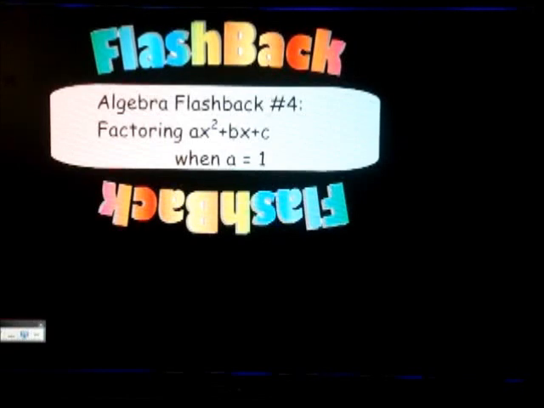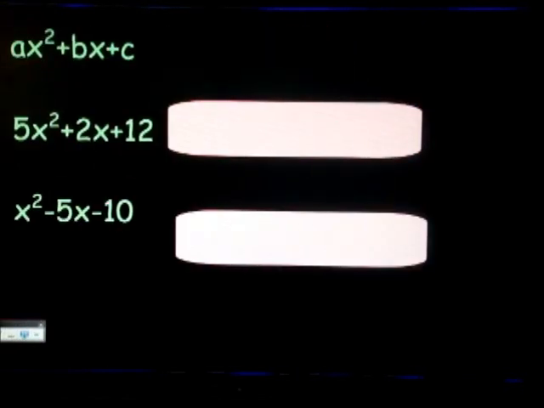Before we do that though, I do want to talk about what I mean by ax squared plus bx plus c. This is the standard form of a trinomial. Just like you have standard form of linear equations, this is the standard form we use. Just wanted to make sure you understood when I speak about using the a, the b, or the c.